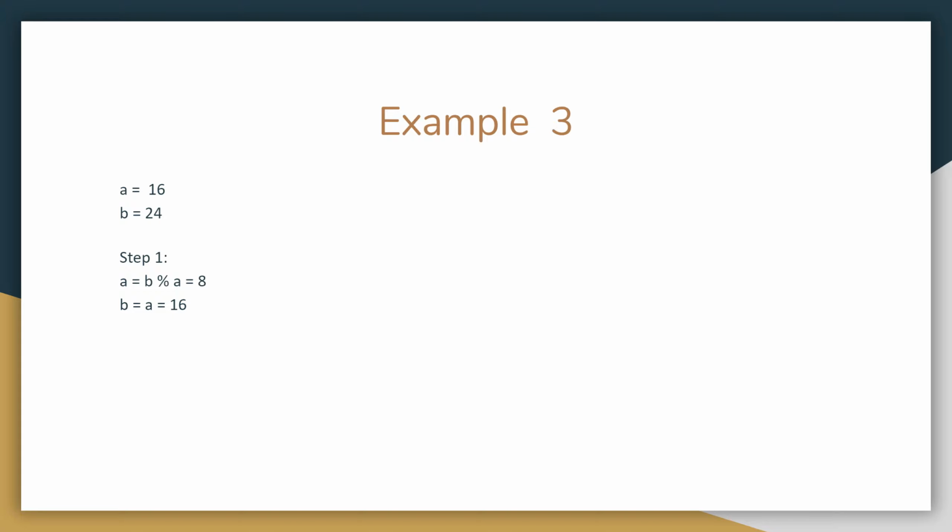For example 3, when A is 16 and B is 24. Step 1, A becomes B modulo A, which is 8, and B becomes A, which is 16. Step 2, A is B modulo A, which is 0, and B is A, which is 8. So since A is 0, the output is 8.